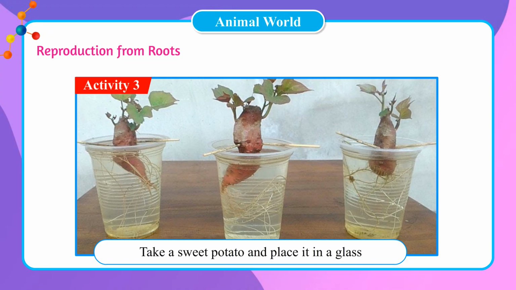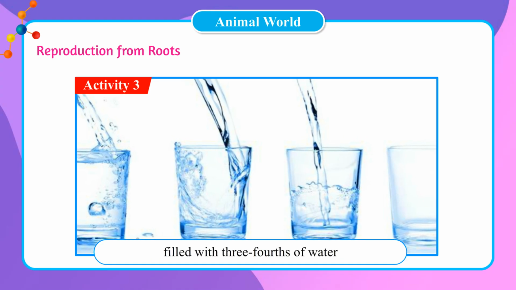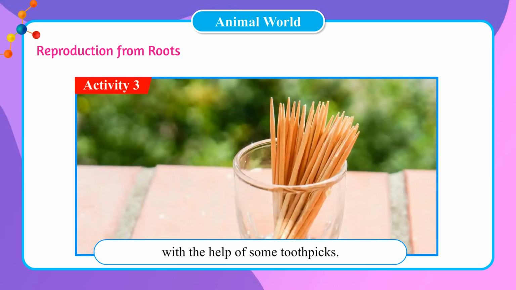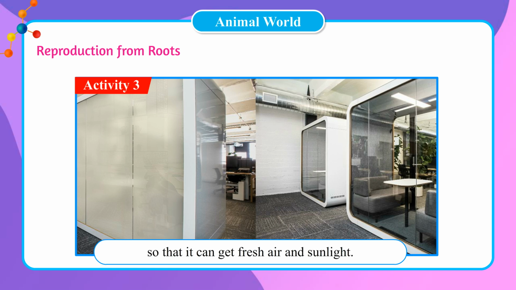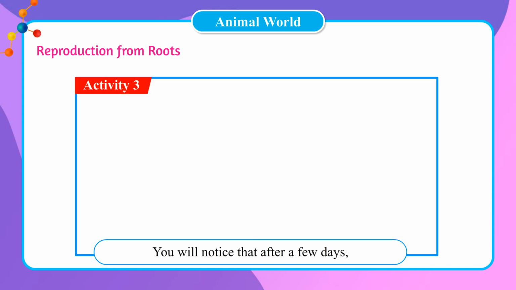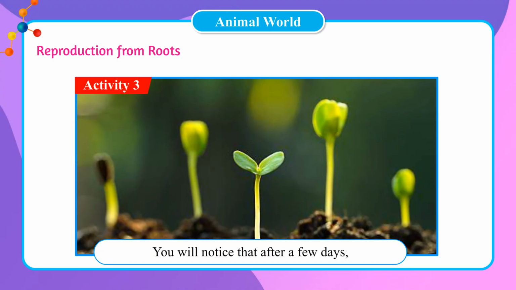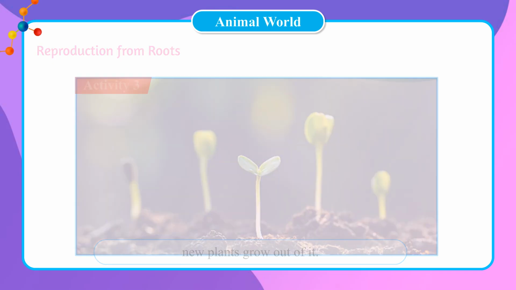Take a sweet potato and place it in a glass filled with 3/4 of water with the help of some toothpicks. Keep this glass in an open space so that it can get fresh air and sunlight. You will notice that after a few days, new plants grow out of it.